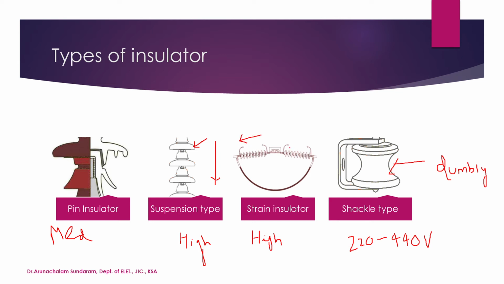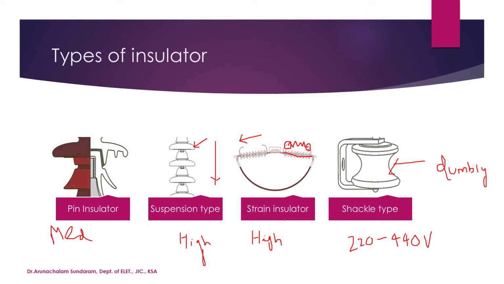See here, the arcing horn is clearly visible. This is called the arcing horn. So when the air across the insulator is ionized, you will get an arc. That is called the flashover voltage. The voltage at which you get this arc is called flashover. In puncture, the arc will be inside, so it will damage the insulator. So here it is very clear. This is the arcing horn.